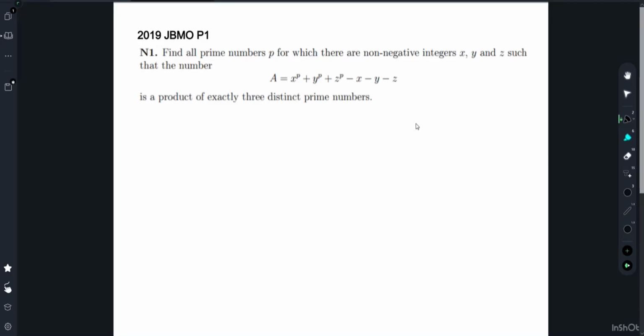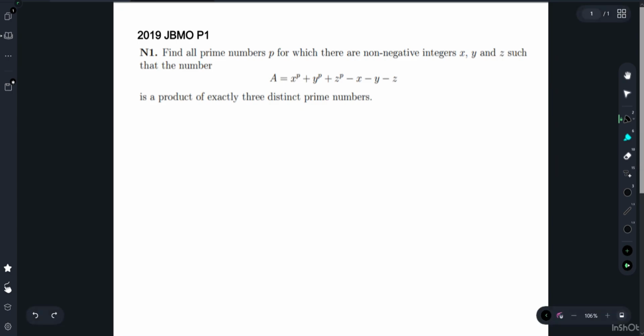Hello guys, today we'll be on the 2019 Junior Balkan Math Olympiad Problem 1. Find all prime numbers p for which there are non-negative integers x, y, and z such that the number A equal to x to the p plus y to the p plus z to the p minus x minus y minus z is a product of exactly 3 distinct prime numbers.